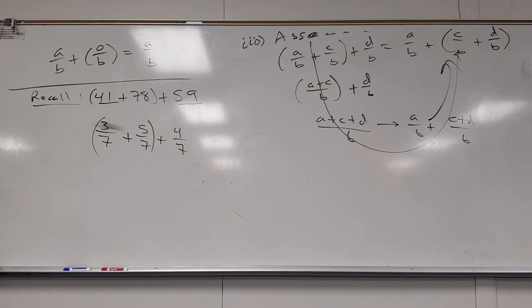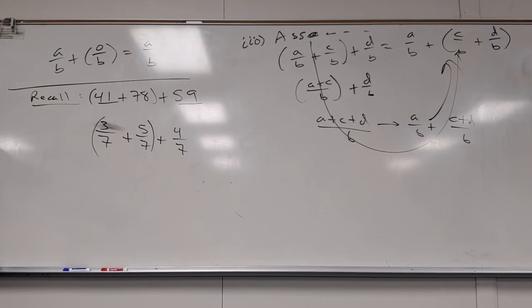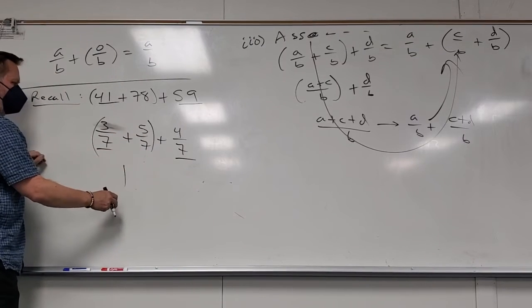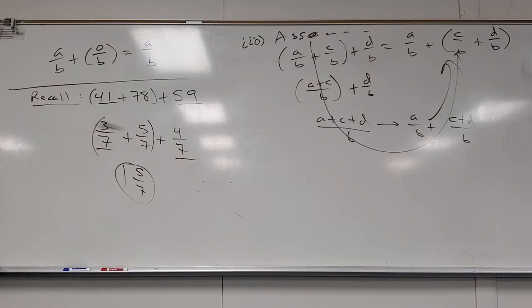Now that we know all the properties work, what would you add first and why? 3/7 and 4/7, because that makes 7/7, a whole, right? So this would be 1. And how do I write plus 5/7? Just 5/7.